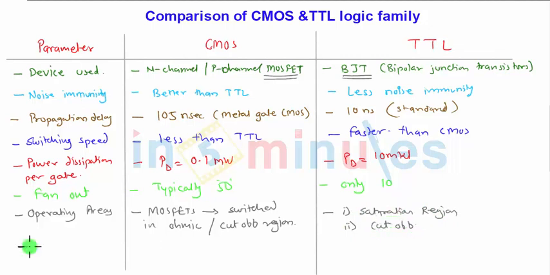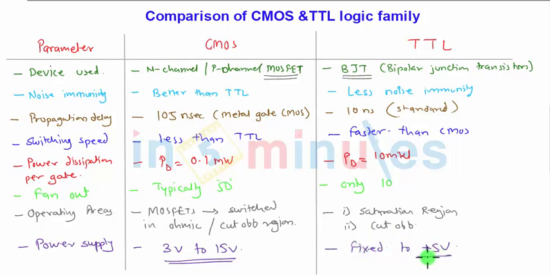And finally, moving to the last point, that is the power supply voltage required. For the power supply voltage required for CMOS, we can use a range of supply voltage. It is 3 volts up to 15 volts that we can give to a CMOS family gate to work, whereas in TTL it is fixed at plus 5 volts.